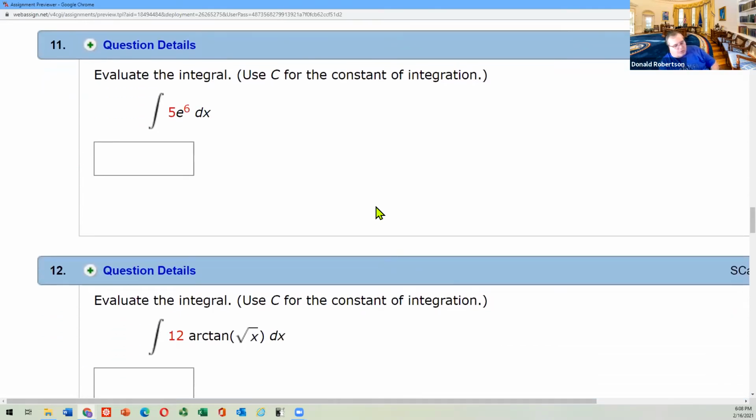Question 11 is a baby question. What's the integral of question 11? And I call it a baby question for a good reason. It's hardly grown up yet. 5e to the 6, antiderivative. Would it be 5/7 e to the 7th? No, but I know why you thought that. Be 5e to the 6 plus c. Almost. 5e to the 6x plus c.